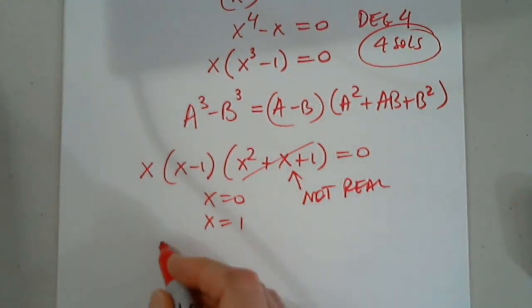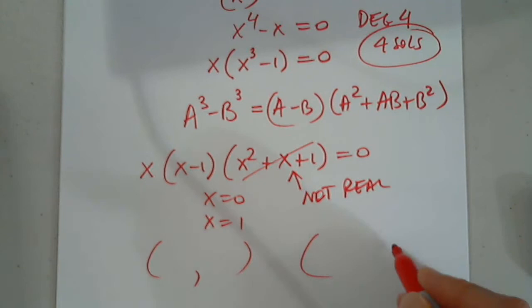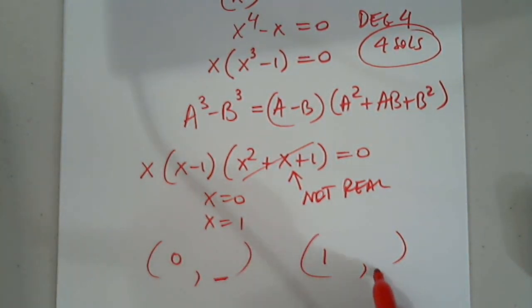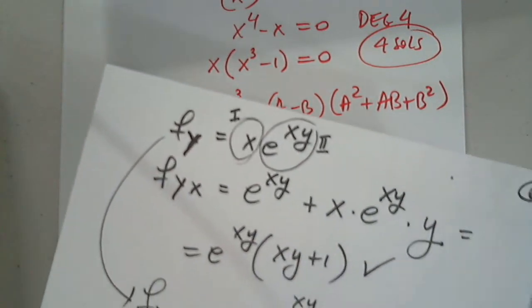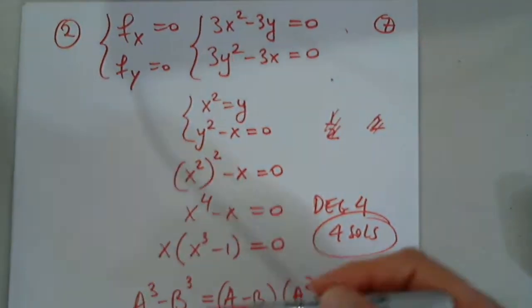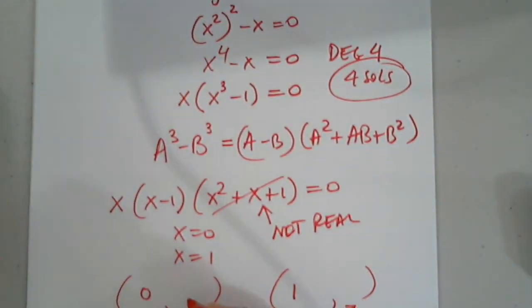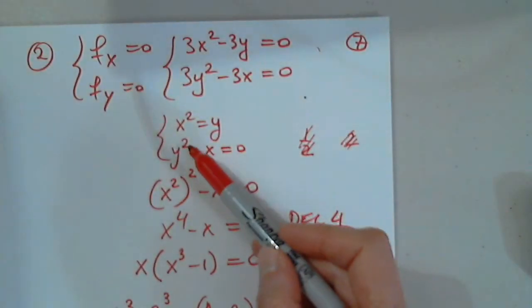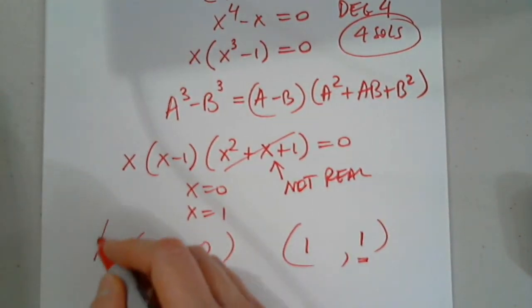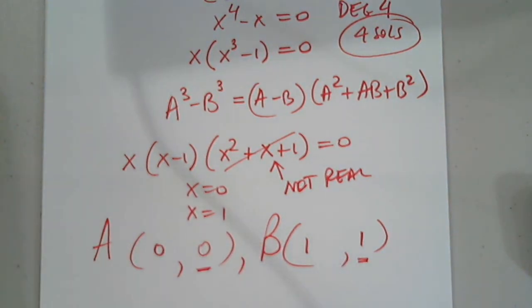Okay, so now we have to determine the two points. We have x is 0 and x is 1, but I have to determine the y values. So, where am I? Right here. So when x is 0, y is 0. When x is 1, y is 1. So let's say we have point A and we have point B. That was part 2.